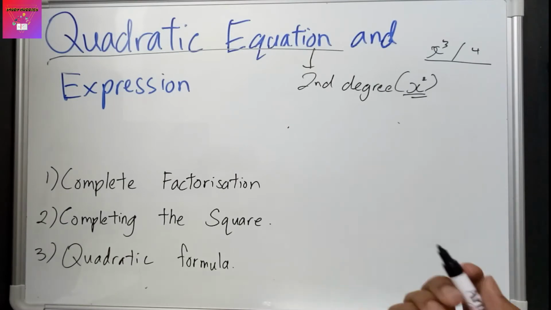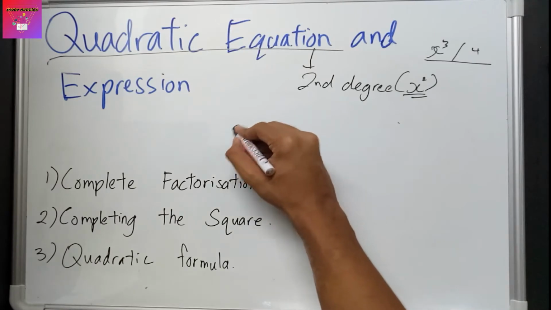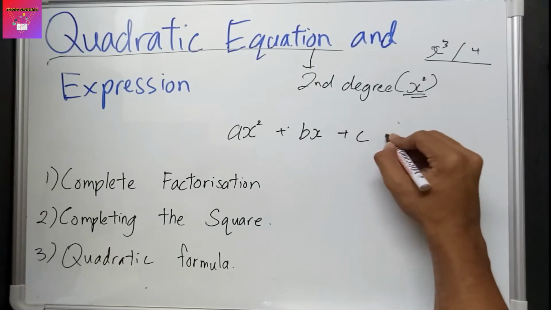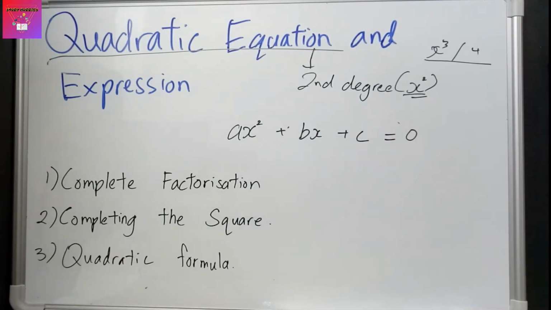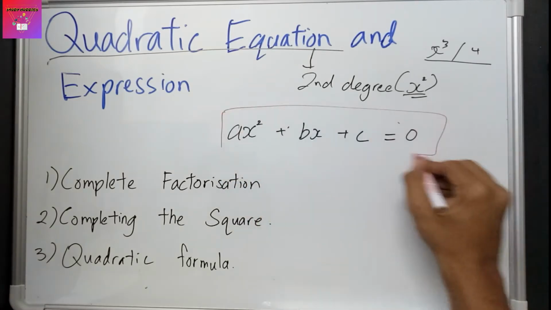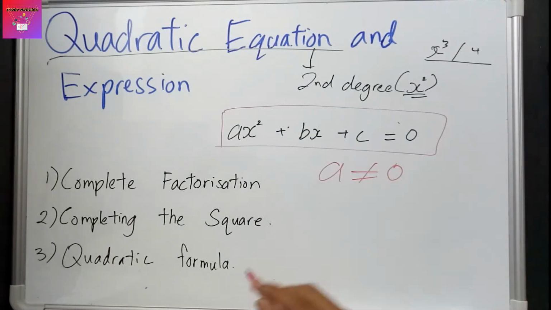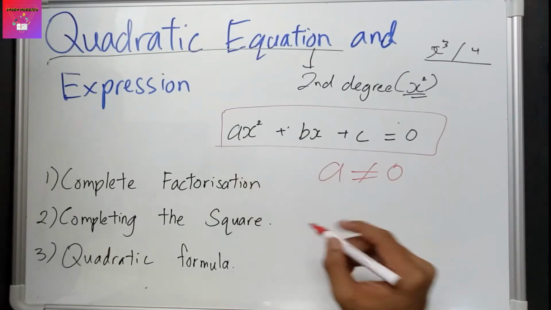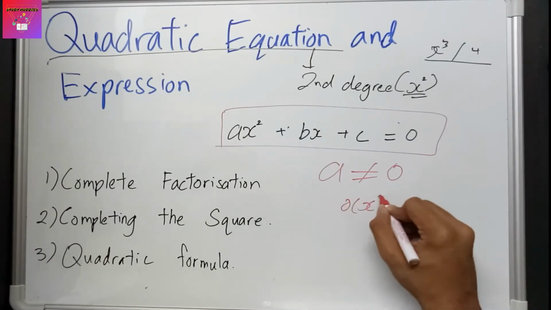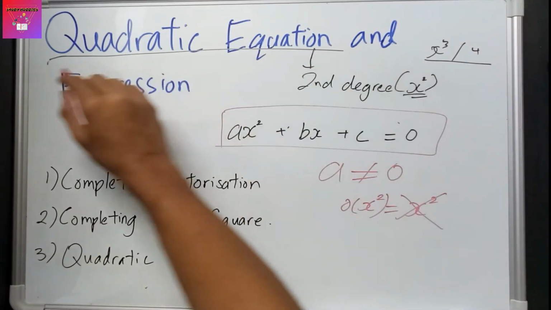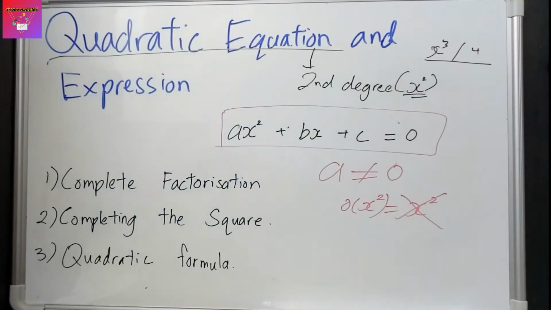So what is the general formula for a quadratic equation? The general formula is ax squared plus bx plus c equals 0. What is very important in this general formula is that a should not be equal to 0. Why? Because if a is equal to 0, it becomes 0 times x squared, which is not going to give a power of 2 in the equation. Thus it would not be a quadratic equation anymore.